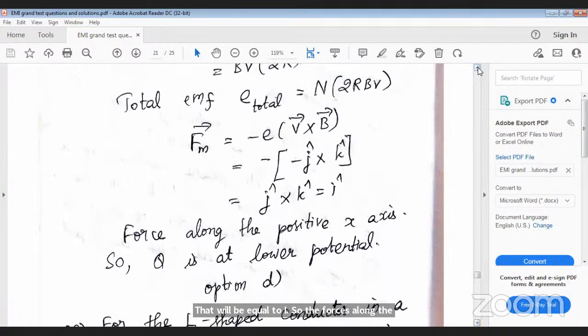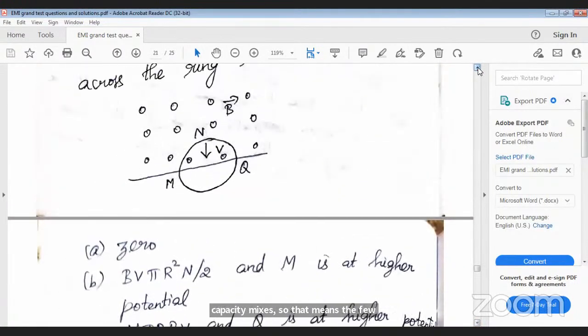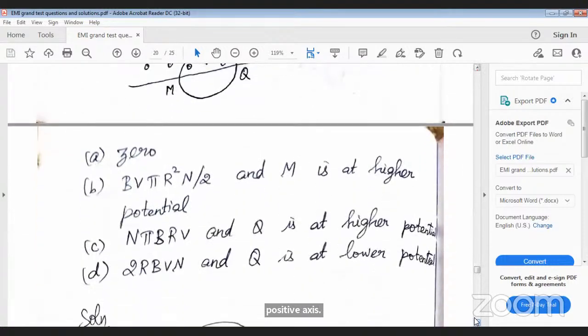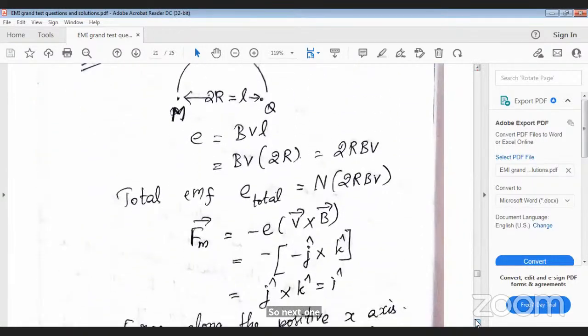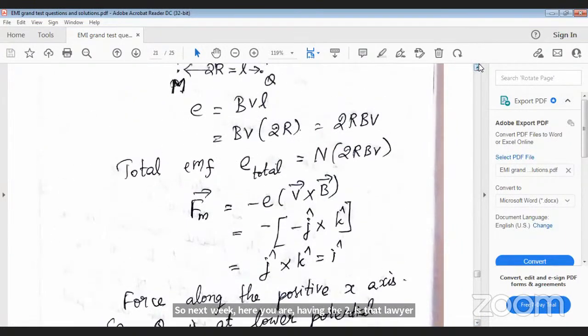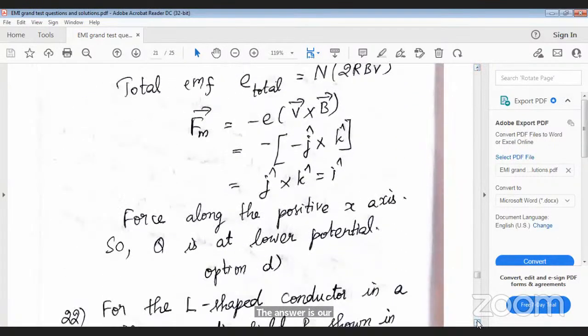So that means Q is at lower potential. Because the force is along the positive X axis, Q is at lower potential. The answer is 2RBVN, and Q is at lower potential. This is the answer for this question.